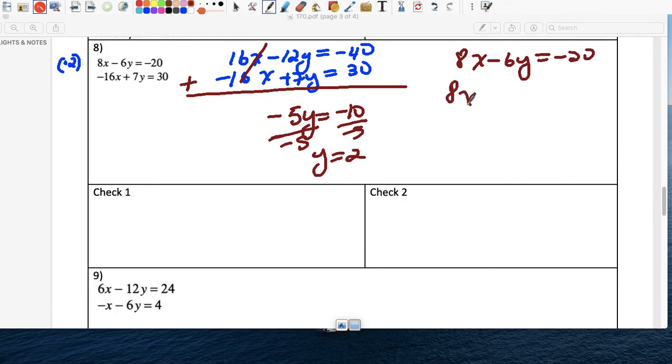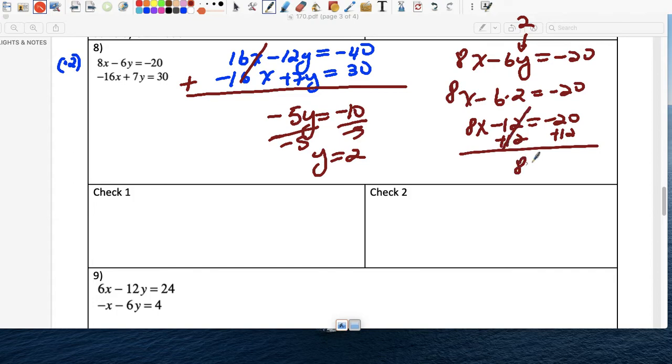So 8x minus 6, and instead of the y here, I'm going to replace it with 2. So 8x minus 12 equals negative 20, plus 12 on both sides. 8x equals, what is this, negative 8. Divide both sides by 8. X equals negative 1. So our solution is negative 1, comma 2. That's on the graph where they would meet.